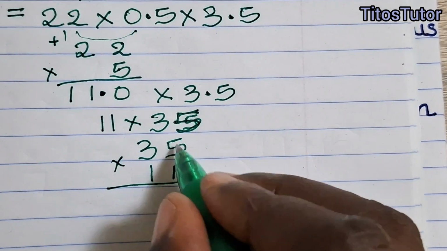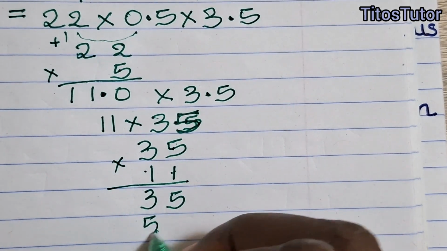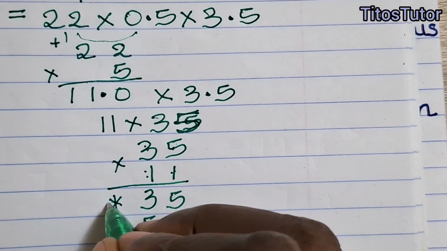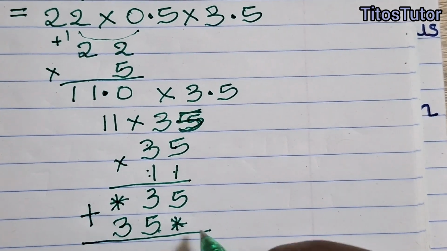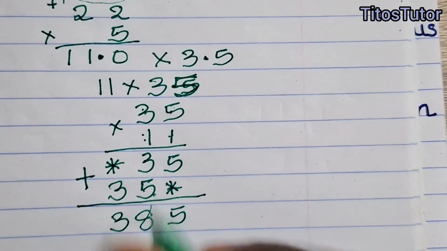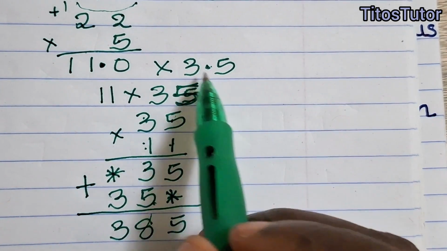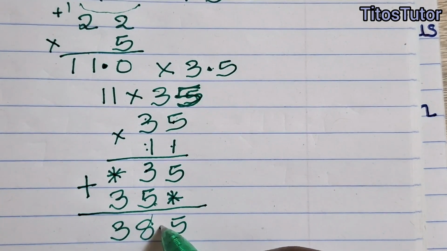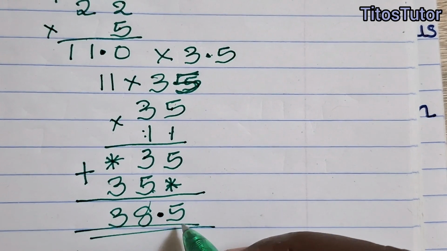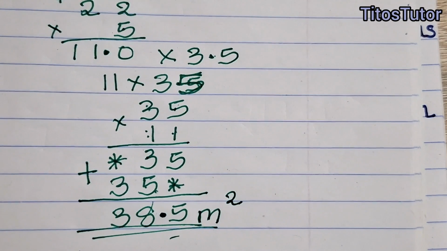Multiply. Okay, 1 times 5 is 5. 1 times 3 is 3. 1 times 5 is another 5. 1 times 3 is 3. Close up this place so you don't get confused. Close up this place, then put a plus. Okay, so this is 5, 8, and 3. So remember, it has only one decimal point because 0.0 is nothing and we didn't even use it. So it is 0.5, just one. This is the final answer, 38.5 meter square. And you are done.